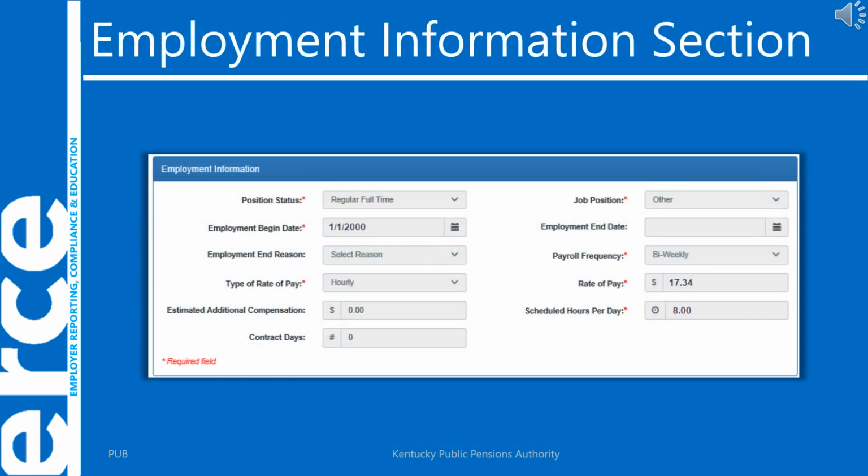The Employment Information section follows the contribution information on our member detail record and brings with it more details regarding the position and pay. The required fields in this section are the position status, job position, employment begin date, payroll frequency, type of rate of pay, and scheduled hours per day.